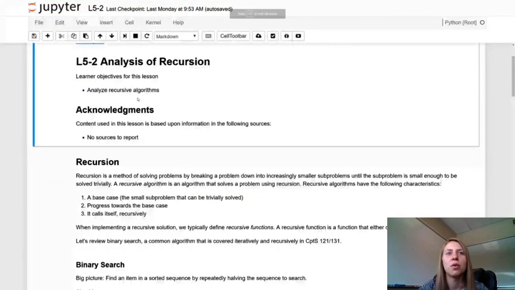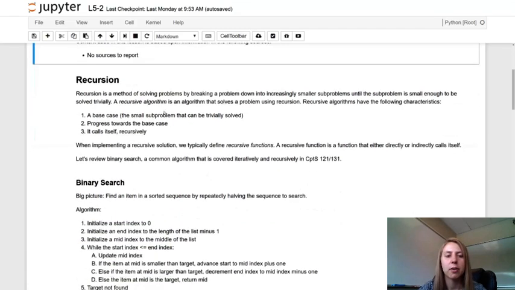So you learned recursion in 121 and 131. Recursion is a method of solving problems by breaking down a problem into increasingly smaller subproblems until the subproblem is small enough to be solved trivially. This is our base case. A recursive algorithm is an algorithm that solves a problem using recursion, and they typically have the following characteristics: a base case, progress towards the base case, and some kind of recursive call to itself. So when we think about recursive solutions, we typically think about recursive functions. That would be a function that either directly or indirectly calls itself.